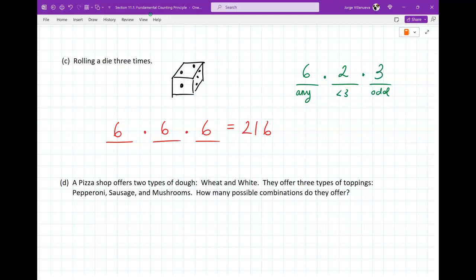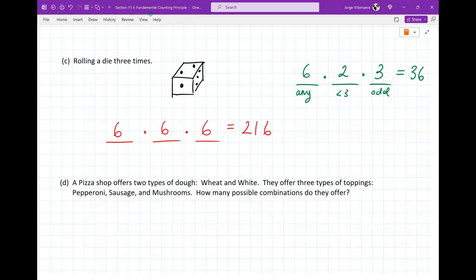So if I were to ask you, roll a die, and the first time you roll it, it can be any number you want. But the second time, it has to be a number less than 3. And the last time, it has to be an odd number. Then your total number of ways that can happen is 36. Notice how much less of a sample space we have, right? Outcomes that we have. Because I got very specific.